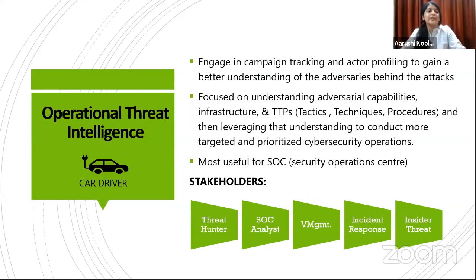Yeah. So moving on to the next level, we have operational threat intelligence. The goal of this level is to engage in campaign tracking and active profiling to gain a better understanding of the adversaries behind the attacks. So we are focused on understanding adversarial capabilities, infrastructure, and TTPs. Now, what are the TTPs? Tactics, techniques, and procedures, and then leveraging that understanding to conduct more targeted and prioritized cybersecurity operations, most useful for the SOC, right?